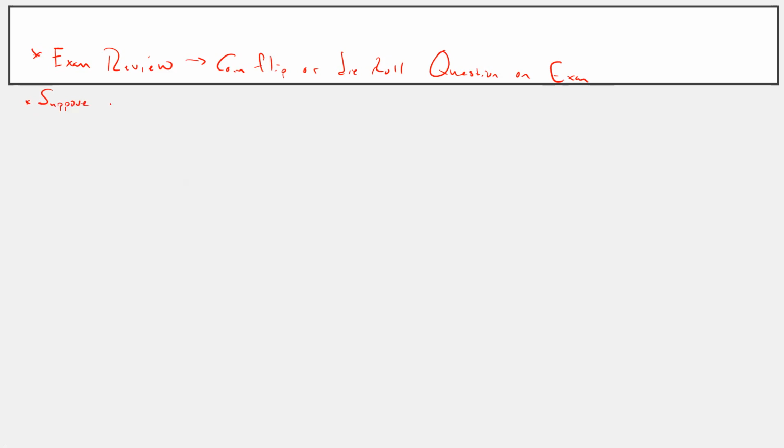Suppose you flip a coin two times and record your results. Okay. So the problem on the homework is a little bit harder because it's a coin flip and die roll, but it's the same type of problem here. So the first question might be something like this. Is this a probability experiment?